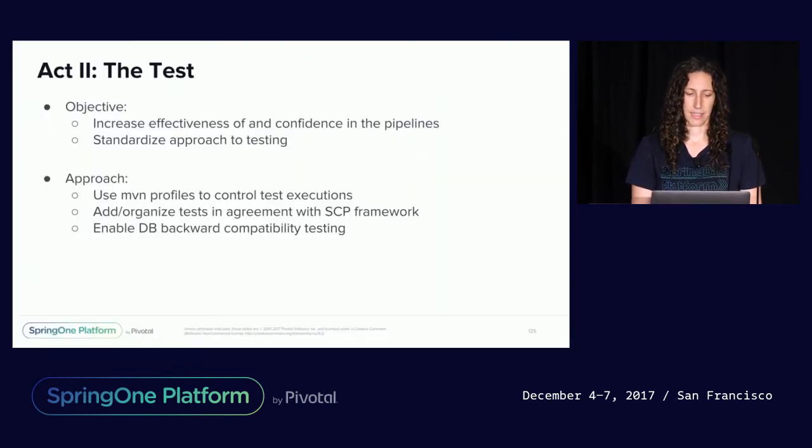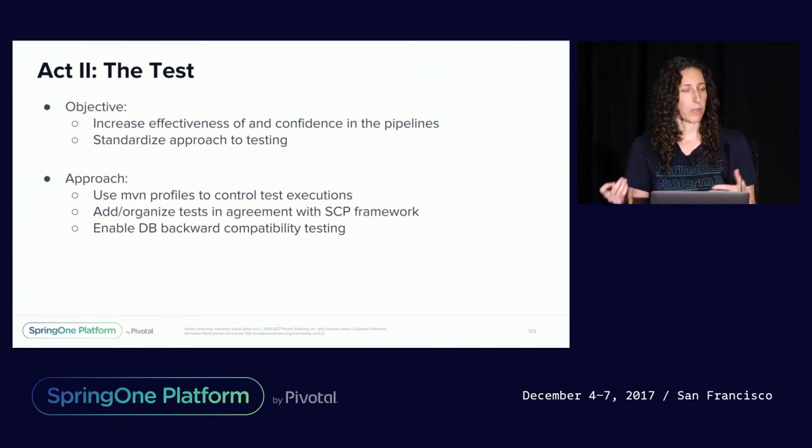In this act, we want to increase the effectiveness of the pipelines, increase our confidence in the pipelines, establish some sort of standardized approach across our development teams on organizing tests. We're going to use Maven profiles to control test executions. If you have existing tests, we're going to reorganize them to fit the structure that is suggested by Spring Cloud Pipelines, or add new tests if you need more test coverage. And we can also take advantage of this stage to actually enable the database back compatibility testing.